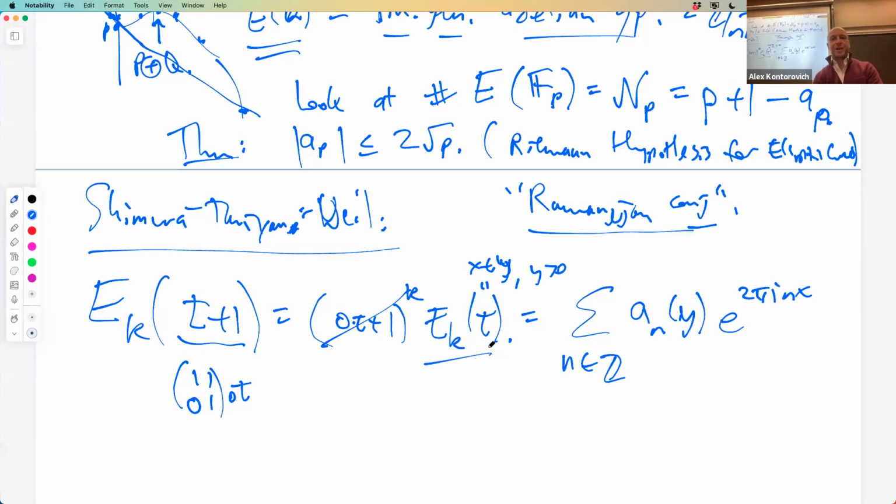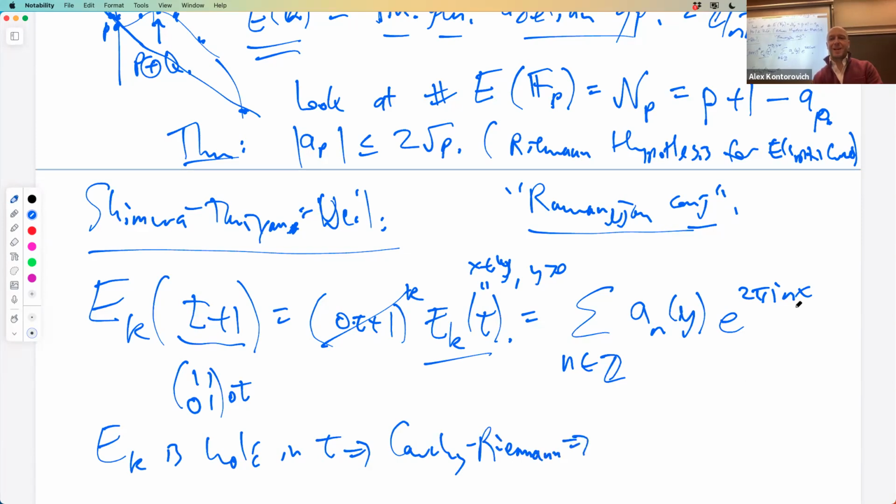But actually, this function is holomorphic in tau. E_k is holomorphic in tau, which implies it satisfies the Cauchy-Riemann equations. And that means we can solve for what a_n of y is. I'll spare you the calculation, but because we know how it changes in x, we'll get a differential equation on how it changes in y. We'll solve that differential equation. That differential equation will be solved by e to the minus 2 pi n y.